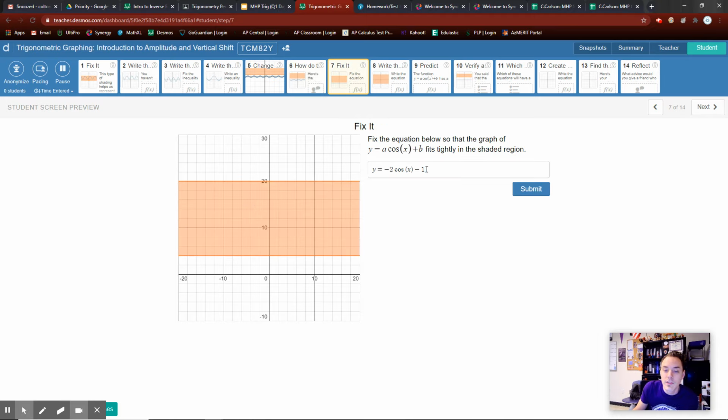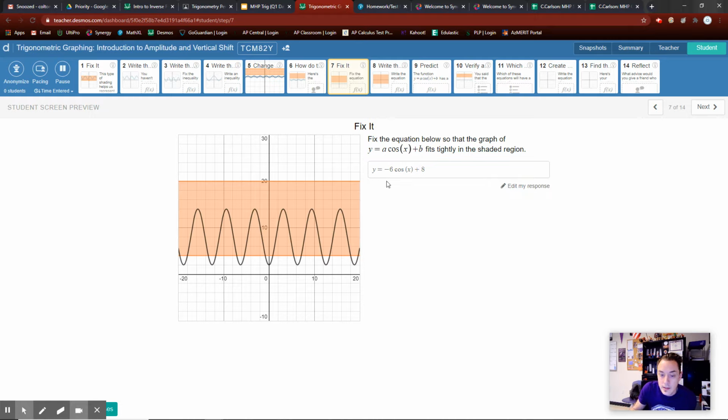We'll go to the next one, fix it, and you want this equation that tightly fits this shaded region. So if I actually submit this, it's not clear. So then I have to do some trial and error, right? So I have to move some stuff up. So maybe what if I do, let's say plus, I don't know, 8. That's pretty good, but I have a really big range to fill. So maybe I have to change this amplitude a little bit more. Okay, it's a little bit better.